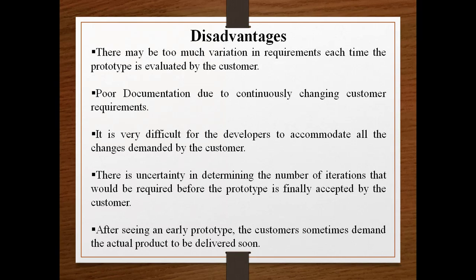Uncertainty in determining the number of iterations. We don't know how many times we have to run that test, design and all those cases. So the number of iterations is very uncertain, that is going to be required before the prototype is finally accepted by the customer. So we don't know what the customer satisfaction level is, at what time we have to stop. After seeing an early prototype, the customer sometimes demands the actual product to be delivered soon because there is excitement and they understand that my project is in working condition, it may be delivered at an early time also. So it is one of the disadvantages of prototyping.